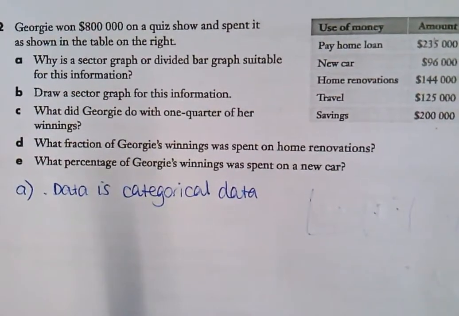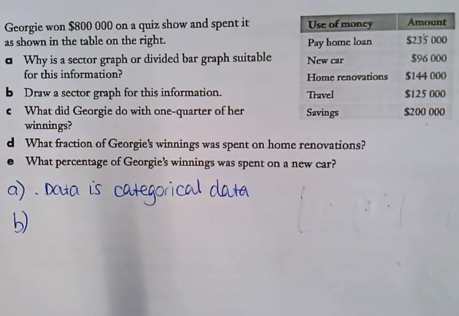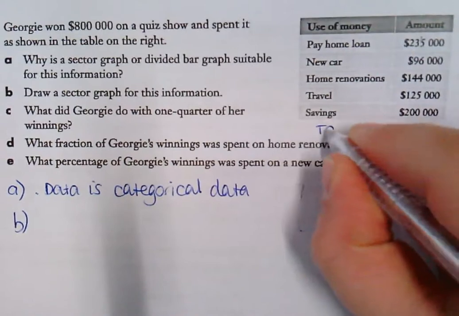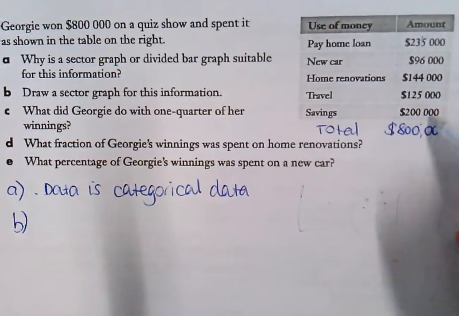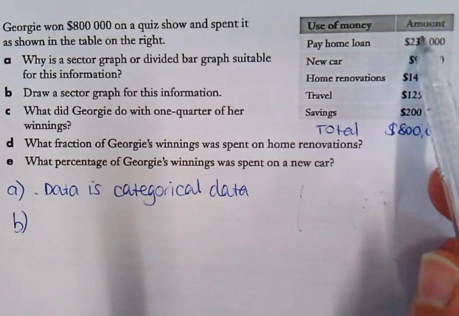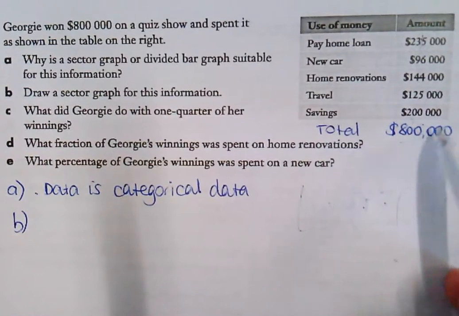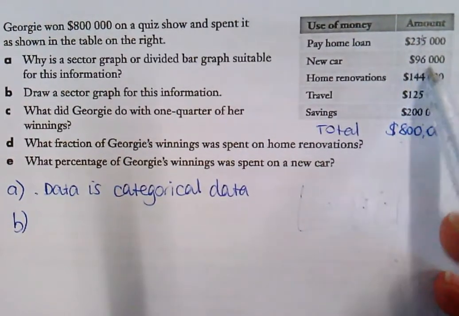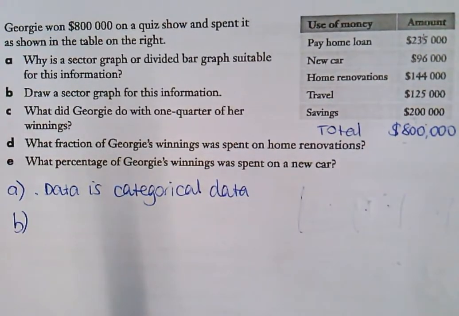They want us to draw a sector graph. All right, let's work out how we're going to draw it. We need our angles. So it did say that the total was 800,000. Has anyone checked that? Added all of those up and make sure that they add up to 800,000. Because we've got 3 zeros on all the ends of these, I'd just be going 235 plus 96 plus 144 plus 125 plus 200 and make sure that you get 800. Don't go and put all these zeros in, otherwise you're going to start making mistakes. Okay, so the 800,000 is correct.